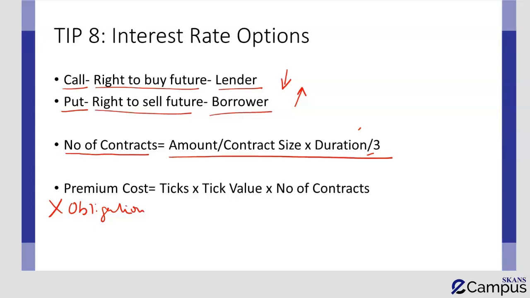So you could either exercise or you couldn't exercise. It's up to you. Therefore, they charge a premium for such services. And the premium is basically calculated on this formula. A tick value will be mentioned in the question. You will use that, and they will also provide how many ticks are with that specific contract, and how much each tick is worth. Then you multiply it with the number of contracts to calculate the premium cost.